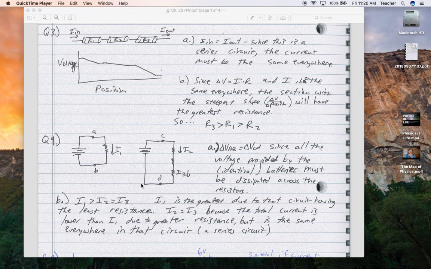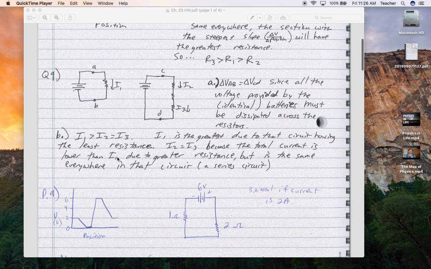I kind of pushed him a little bit on it, but that also implies that while the current is less here, the resistance is greater. Same voltage dissipated here as here. In terms of the currents, the current through the left circuit is greater than the current through the right circuit.